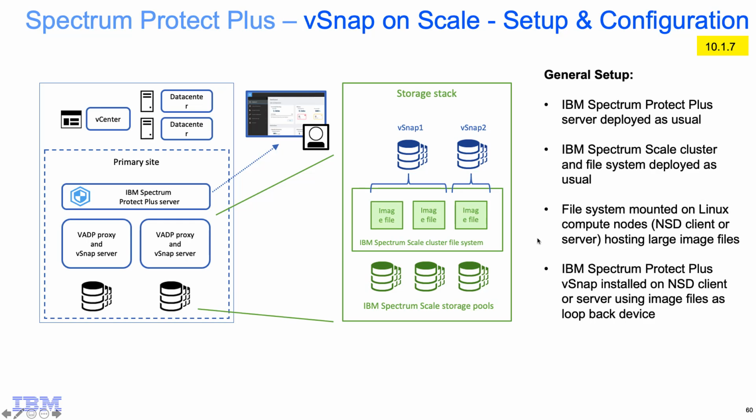Here you can see a picture of the architecture. If you're going to implement this configuration, what I would suggest you do is take a look at the white paper that has been written and is available on our support site to give you the detailed configuration and the details of exactly how you would configure Scale and Spectrum Protect Plus vSnap.